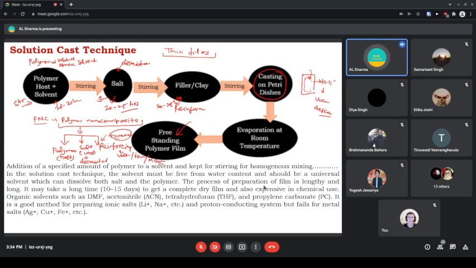chemical use. Organic solvents such as DMF, acetonitrile, tetrahydrofuran, propylene carbonate, ethylene carbonate, or diethyl carbonate, whatever the solvents are, can be used, since all have a boiling temperature of around 40 to 80 degrees centigrade. So it is a good method for preparing ionic salt and proton conducting systems, but it fails for metal salts or bigger ions. So I think you got the solution cast technique in brief. If someone has any doubts, please ask.